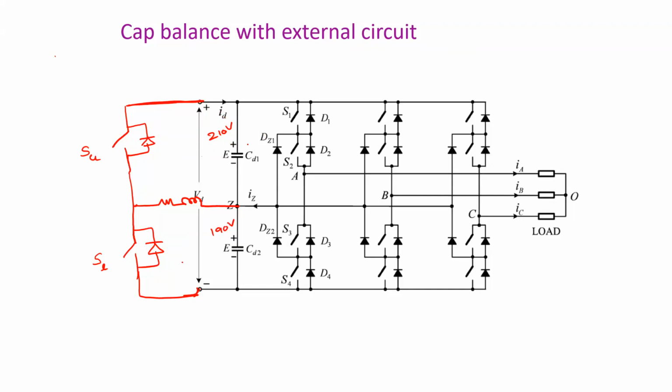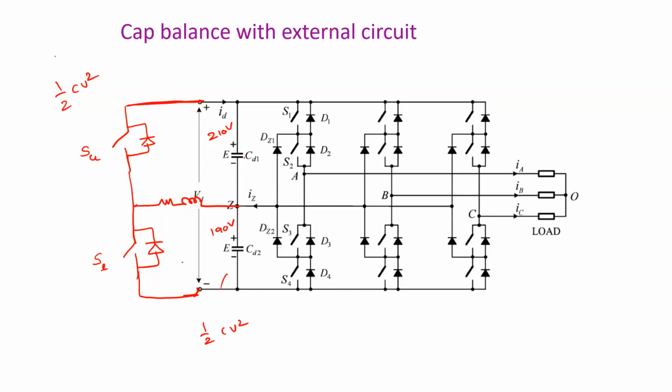That means the energy stored in this capacitor is of the form CV square, and this is also of CV square. So the energy stored in this capacitor will be high when compared to the energy stored in this capacitor. But ideally, the energy stored in these two capacitors must be the same. So that is what we require, right?